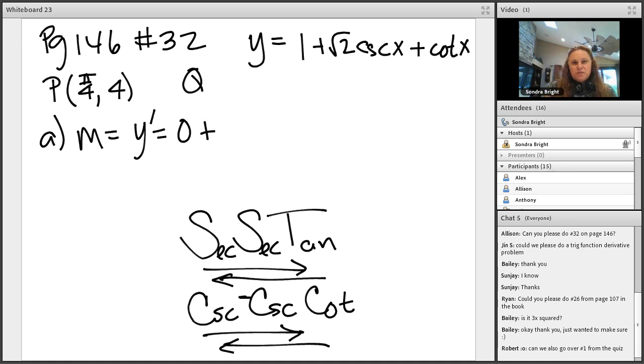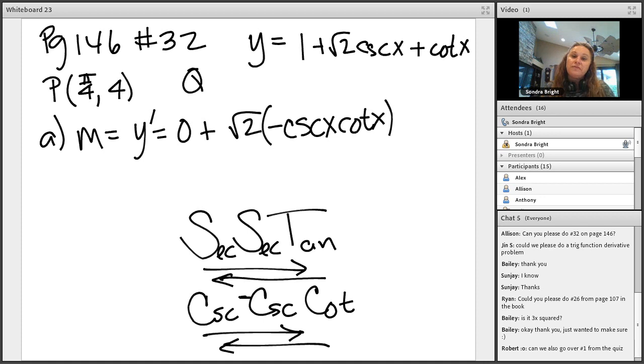Okay, so what does that mean for us? When I take the derivative of rad 2 cosecant of x, we still have the rad 2 because that's just a constant times the thing, and the derivative of cosecant is a negative, so I should throw the negative out front. It's rad 2 times negative cosecant of x times cotangent of x. And then the derivative of cotangent is a negative cosecant squared of x.